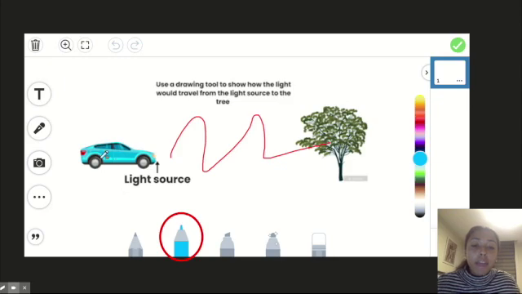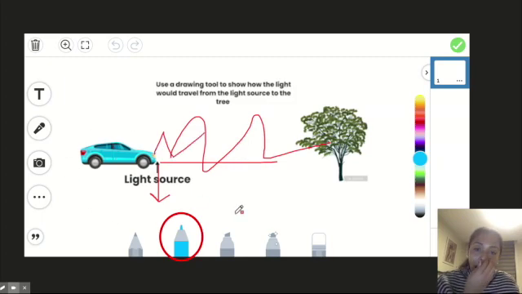Would it travel in a straight line? Would it travel straight down? Would it travel in a zigzag line? Draw how the light would travel on Seesaw.